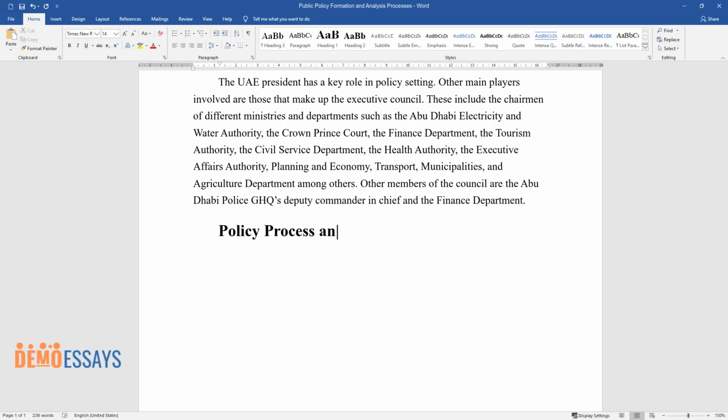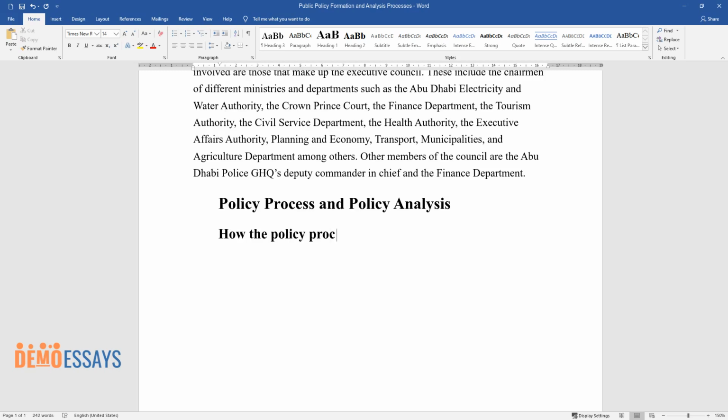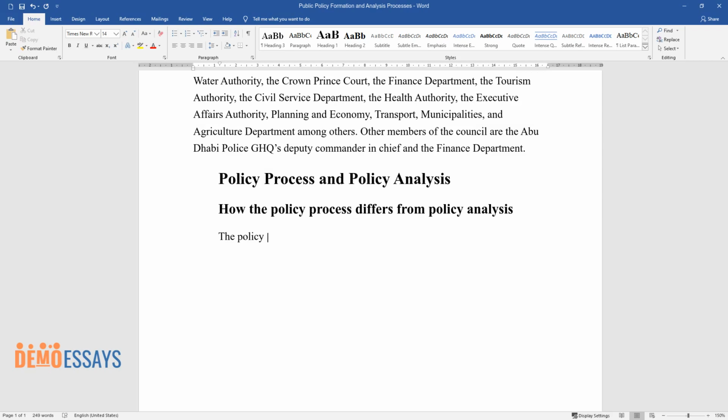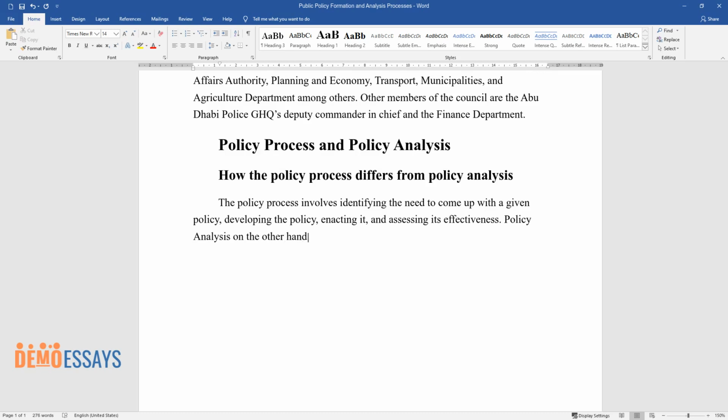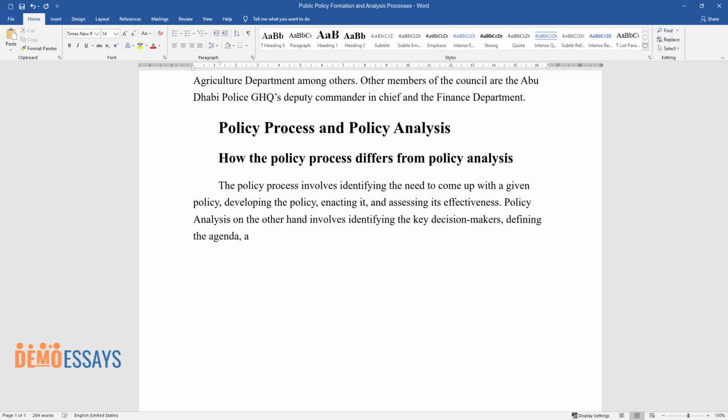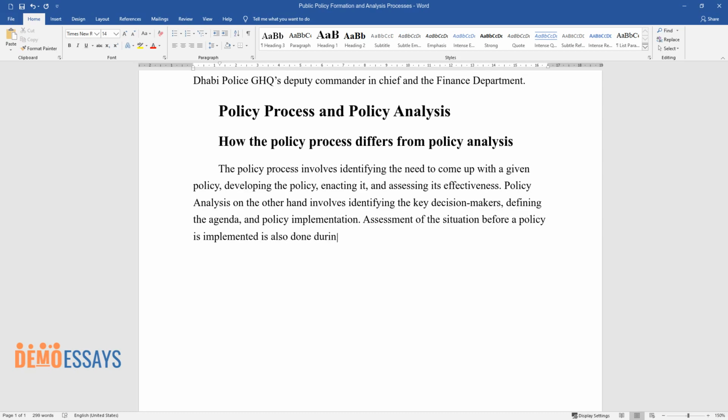Policy process and policy analysis. How the policy process differs from policy analysis. The policy process involves identifying the need to come up with a given policy, developing the policy, enacting it, and assessing its effectiveness. Policy analysis, on the other hand, involves identifying the key decision-makers, defining the agenda, and policy implementation. Assessment of the situation before a policy is implemented is also done during policy analysis.